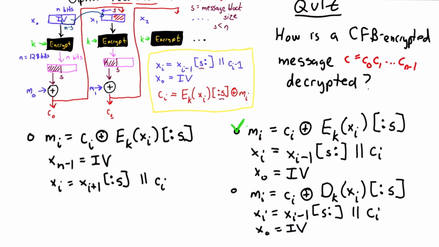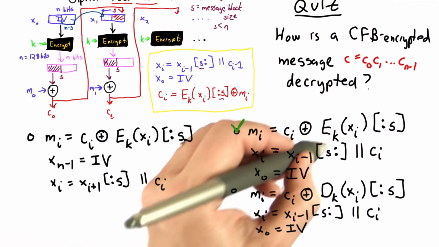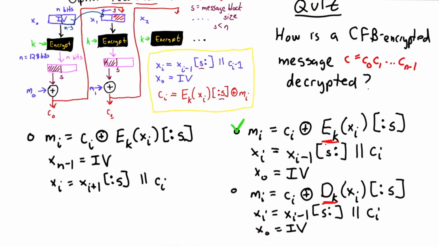The answer is the second choice. The first choice doesn't make any sense at all. The difference between the second choice and the third choice is whether we use the encryption function or decryption.